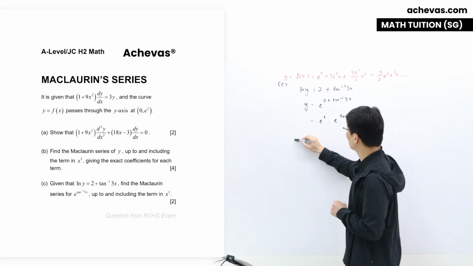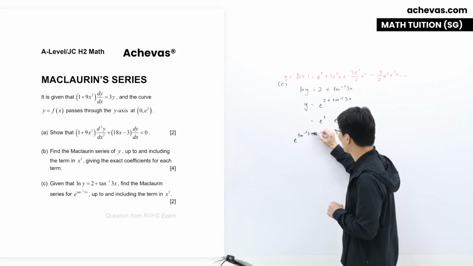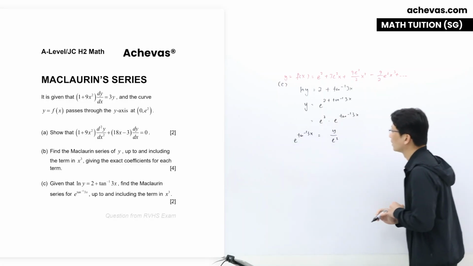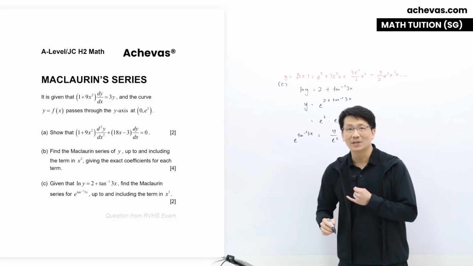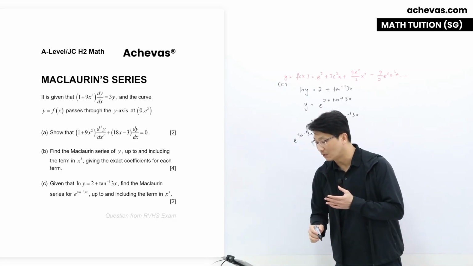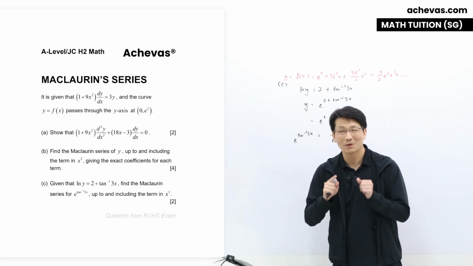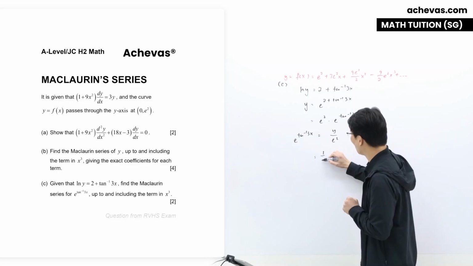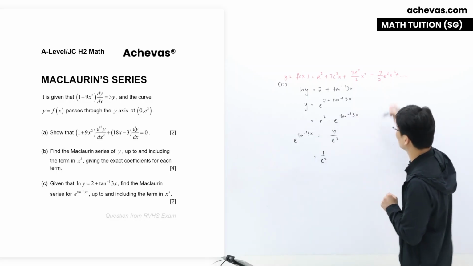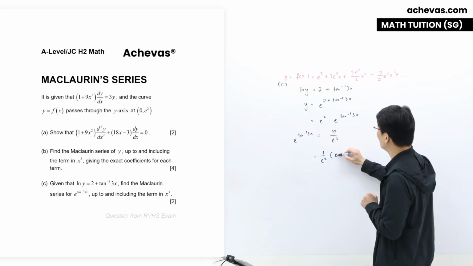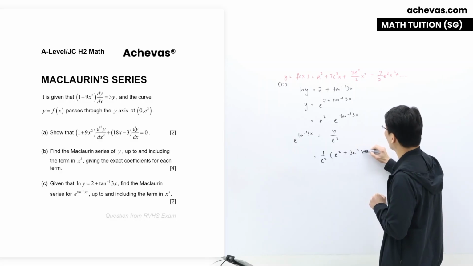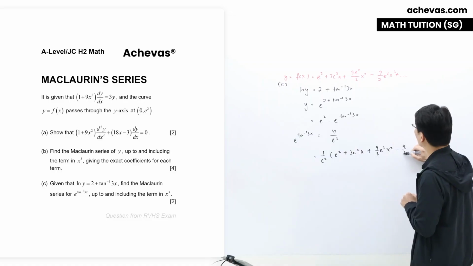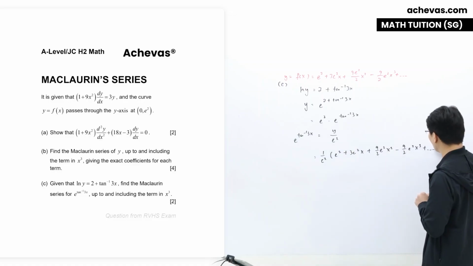I can just make e to the power of tan inverse 3x the subject. So I'll end up with y over e squared. And the thing is, this y will represent the original function for the previous part of this question, which we already have, which is just this part here. So I can just imagine that I will be replacing this y with this Maclaurin series. I will have e squared plus 3e squared x plus 9 over 2 e squared x squared minus 9 over 2 e squared x cubed plus dot dot dot.